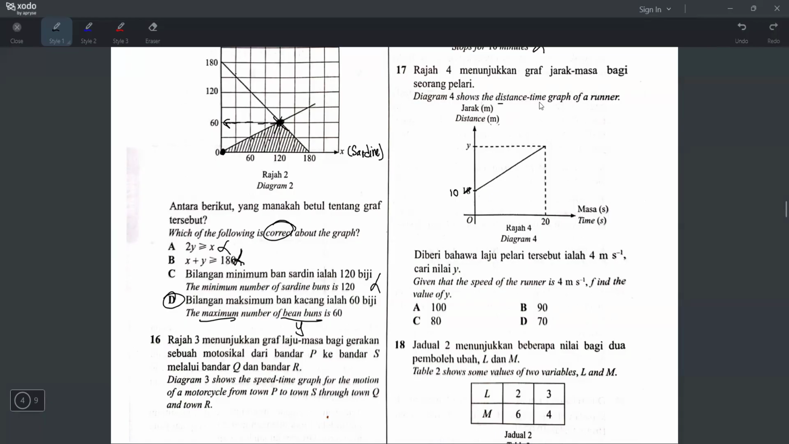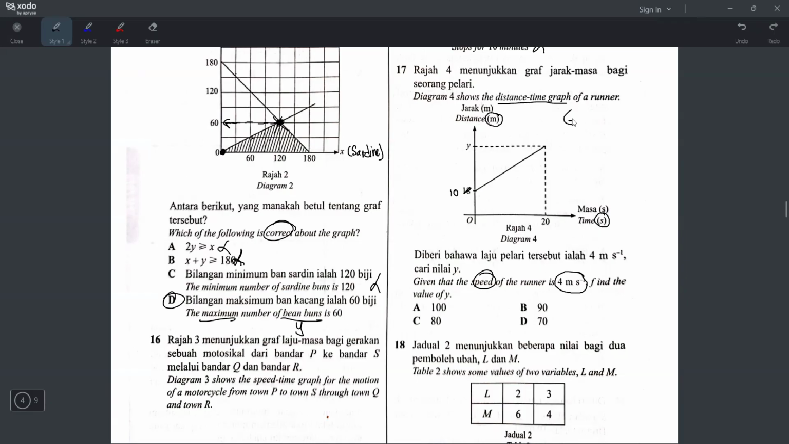Diagram 4 shows the distance time graph of a runner. So DTG, distance, let's check the unit. This is in meter, this is in second. Okay, boleh. Given that the speed of runner is 4 meter per second, find the value of y. So 4 meter per second is the speed. So how do you find speed? Distance over time. Okay, the formula for speed is distance over time. It means you are taking the difference in y-axis, divide difference in x-axis to find speed.